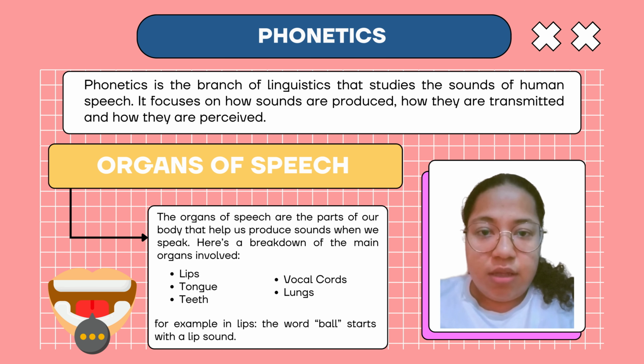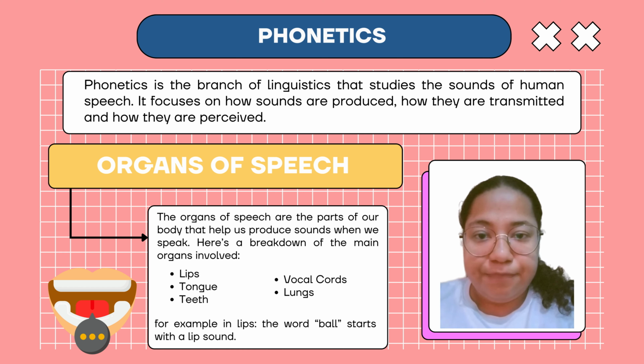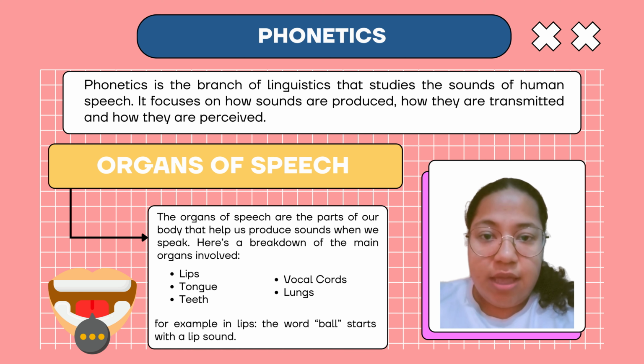Lips help create sounds like p, b, and m. For example, the word ball starts with a lip sound. Tongue. It makes sounds like t and d by touching the roof of the mouth. Teeth. Used to produce sounds like f and v. For instance, the f sound in fan.